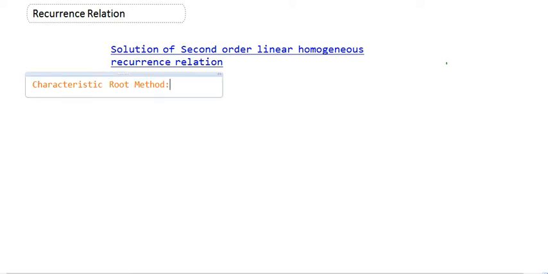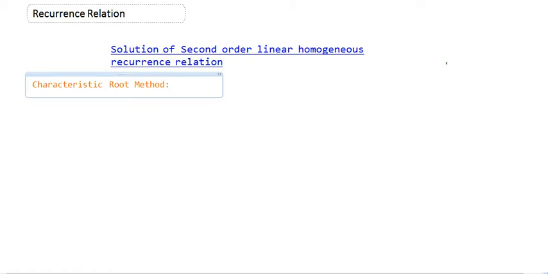Hello, today we're going to learn how to solve. So this is the solution procedure. We're going to find the solution of second order linear homogeneous recurrence relations. And basically what we're going to do, we're going to use a method to solve this. This is called the characteristic root method.